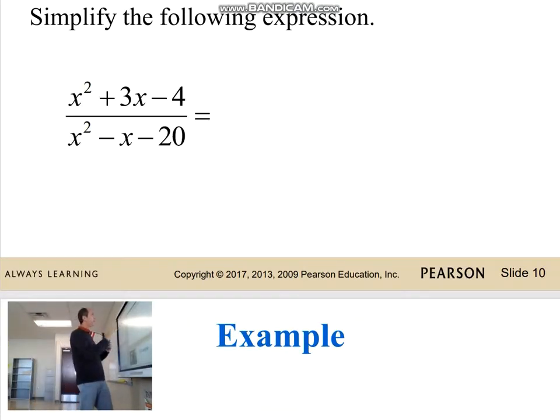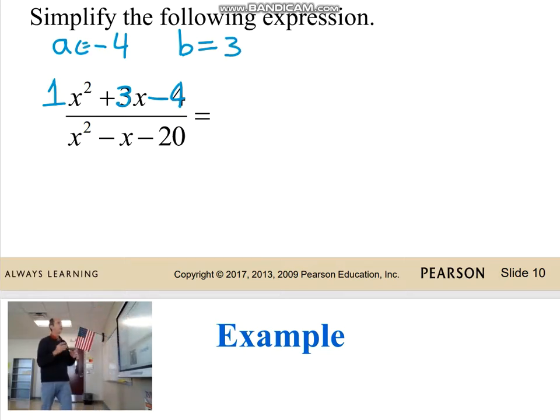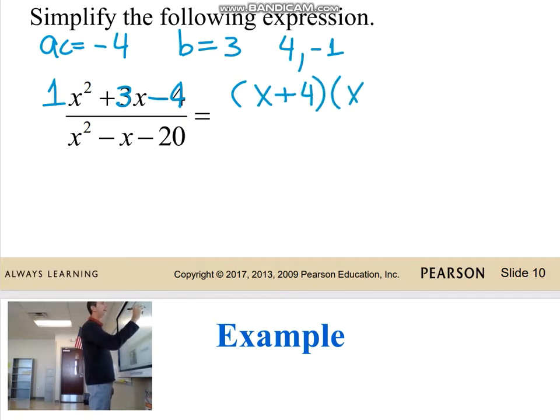To factor the polynomials, we can apply the AC method. If you don't remember the AC method, we have A, B, and C. A times C is -4, B is 3. We need to find two numbers that multiply to -4 and add to 3. Well, we can have 4 and -1. 4 times -1 is -4, and 4 plus -1 is 3. So the numbers are 4 and -1, and you can factor this polynomial as x plus 4 times x minus 1.